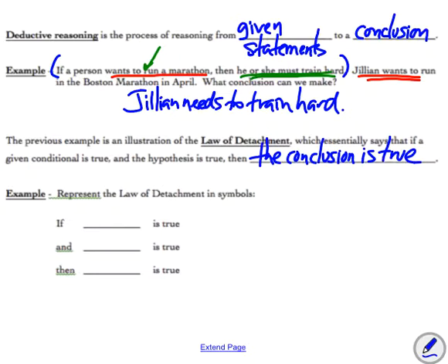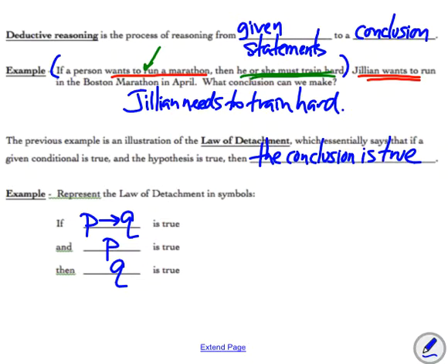So the example here represents the law of detachment in symbols. Basically what we have here is, if P implies Q is true, and something fits into P, whatever that hypothesis is actually saying is true, then it necessarily follows that Q is true. And so we see that in the previous example with Jillian. This is just more of an example of logically how we would represent that idea in terms of symbols that we've been using the last couple days.